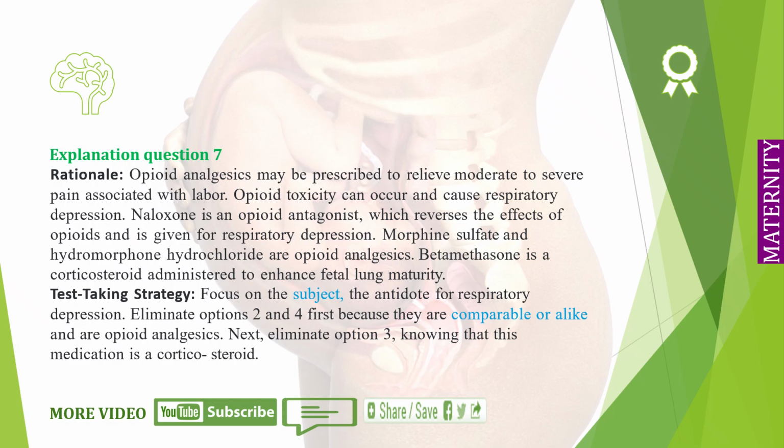Test-taking strategy. Focus on the subject, the antidote for respiratory depression. Eliminate options 2 and 4 first because they are comparable or alike and are opioid analgesics. Next, eliminate option 3, knowing that this medication is a corticosteroid.